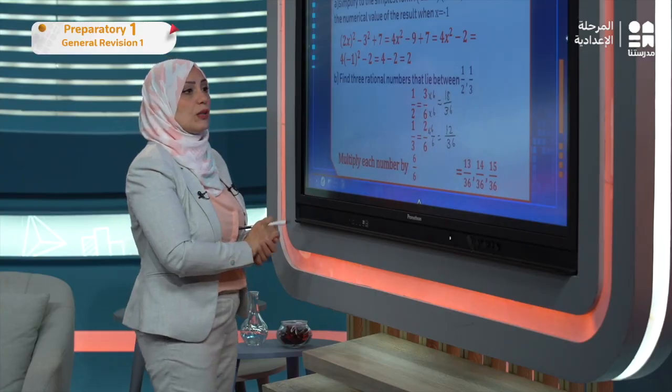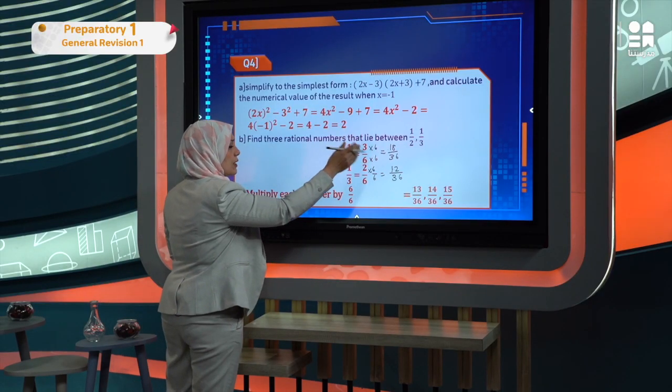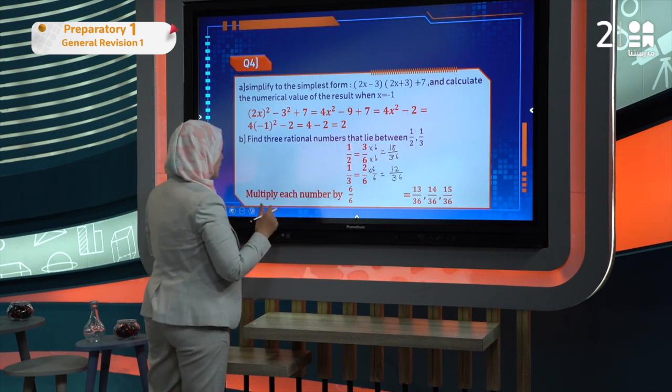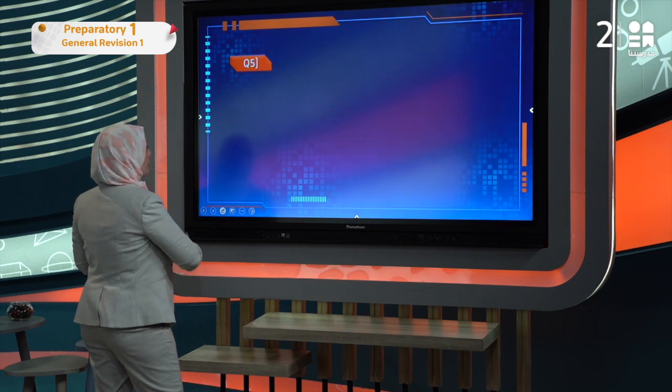That's what you have to know: make them the same denominator, then multiply by the same number up and down to make it bigger, if you cannot insert some numbers between them.